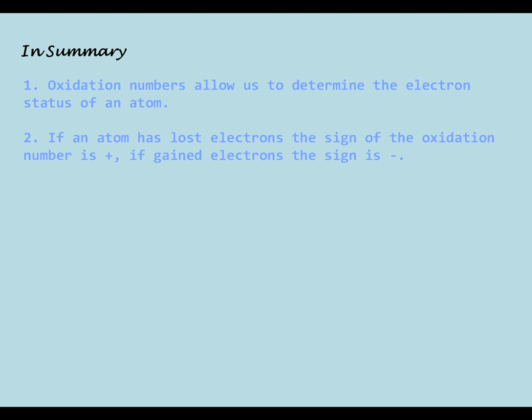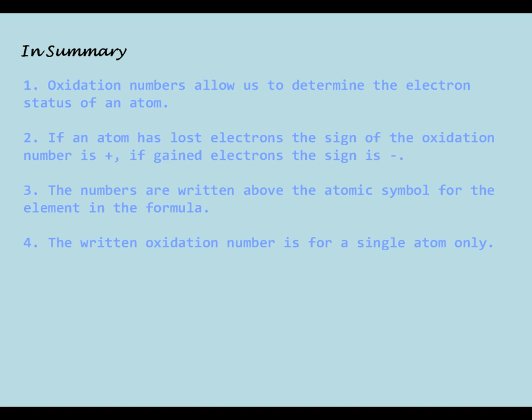So in summary, oxidation numbers allow us to determine the status of an atom's electrons. If an atom has lost electrons, then the sign of the oxidation number is +. If an atom has gained electrons, then the sign of the oxidation number is -. The numbers are written above the atomic symbol for the element in the formula, and the numbers that are written are only for the single atom, only for one atom.